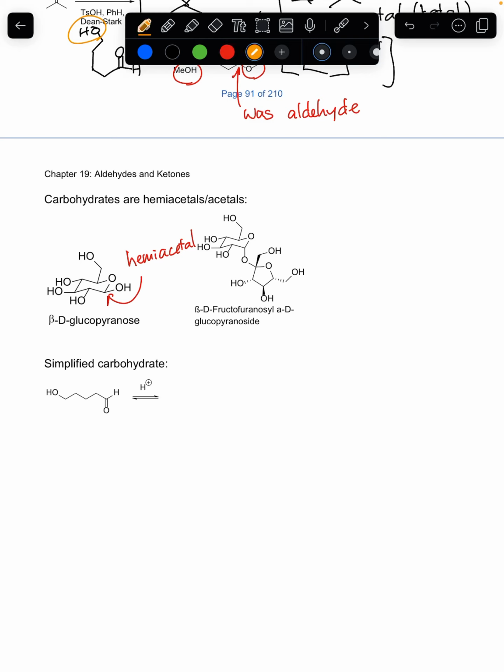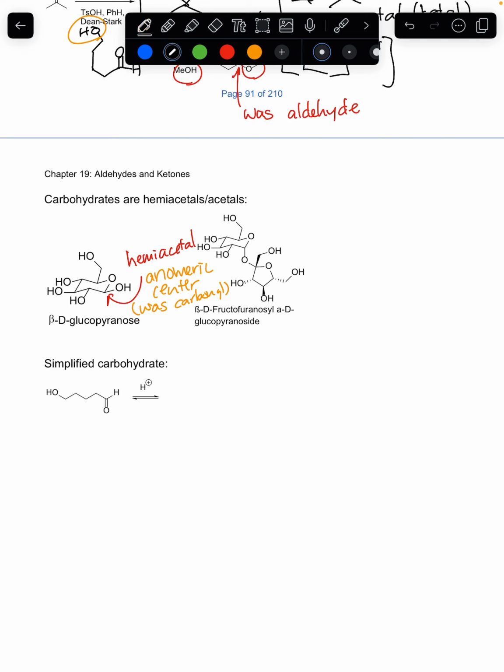Now we have a specific word for that. We call this the anomeric carbon. I mean, it's the carbon that used to be carbonyl. We would call that an anomeric center or carbon. That just means what it was carbonyl. Okay.